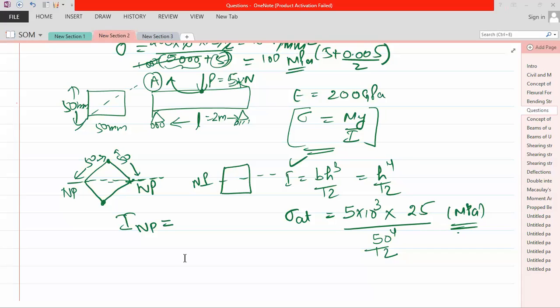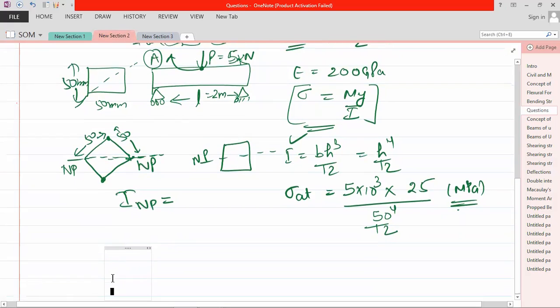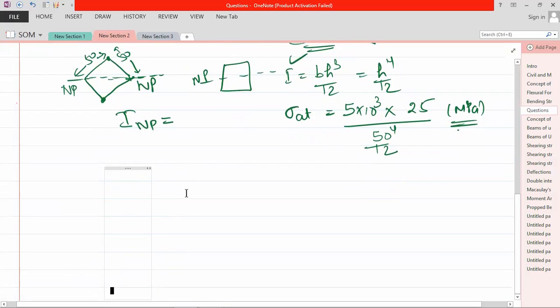That is because this is a mechanics portion, and I need to prove that it is not like that. It is not 50 to the power 4 by 36. Why? Let me show. So please consider it. Yeah, 50 to the power 4 by 12.